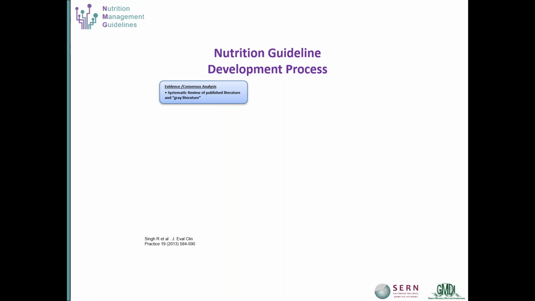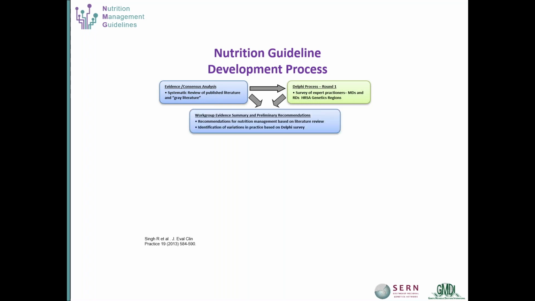So we first completed a review of published literature. We also included gray literature, which is things like book chapters and abstracts. We then completed Delphi 1, which was a survey of MDs and RDs in different parts of the country. And then both of those sources were put into summarized form and preliminary recommendations were developed.